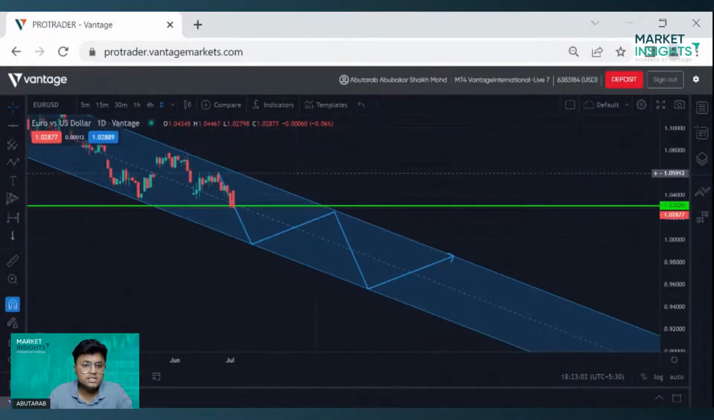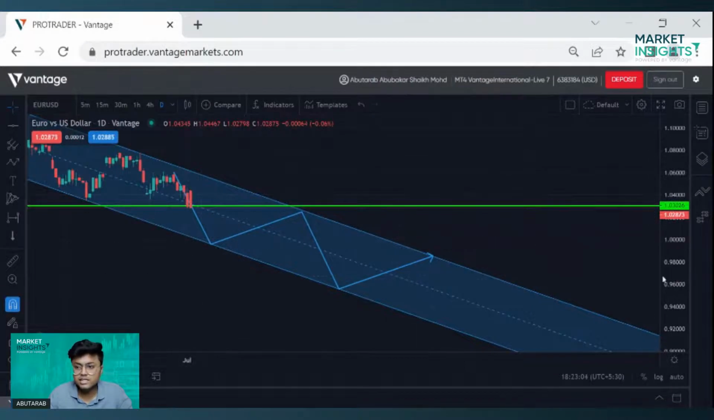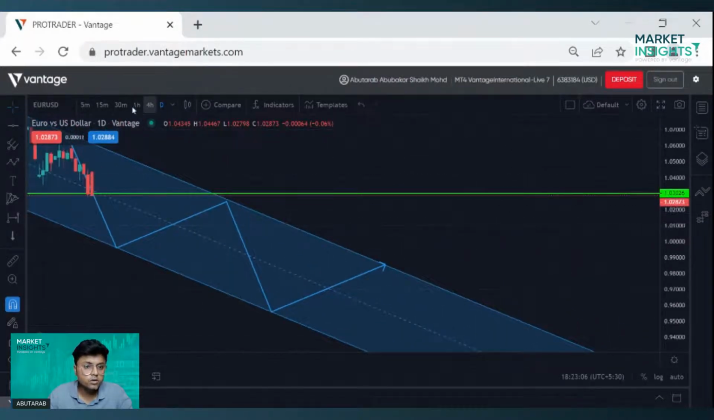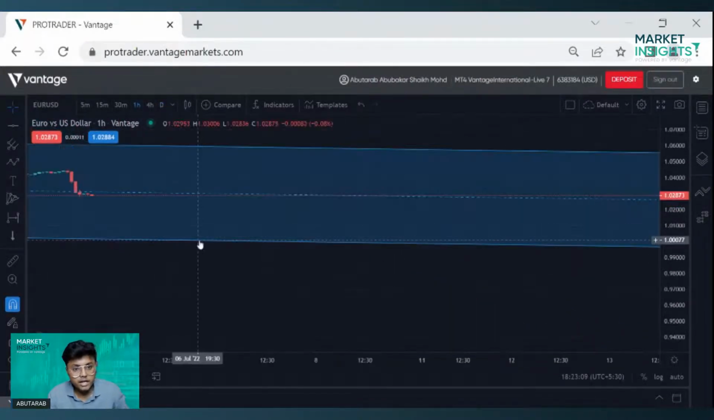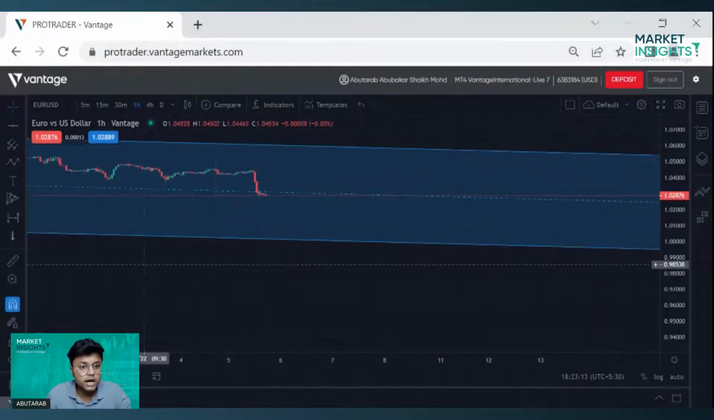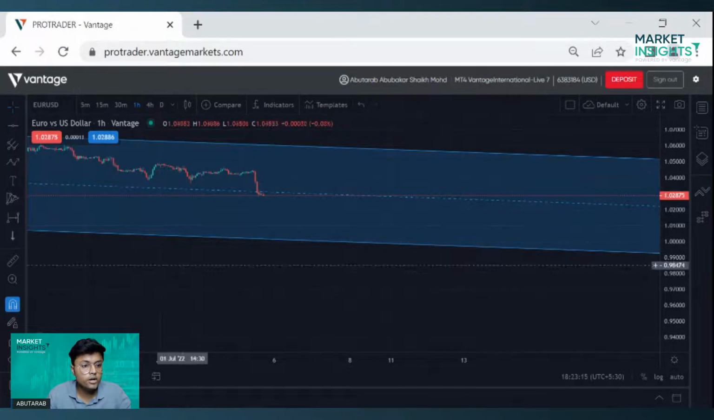Sir, how will this help me? How will these two lines and this range help me? Obviously, if you are trading on a shorter time frame, you know na where the supports are, where the highs are, where the lows are, where you are going to take a trade, where you are going to avoid a trade.